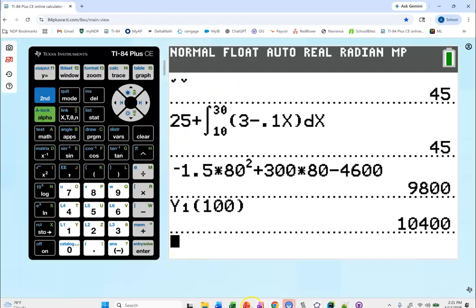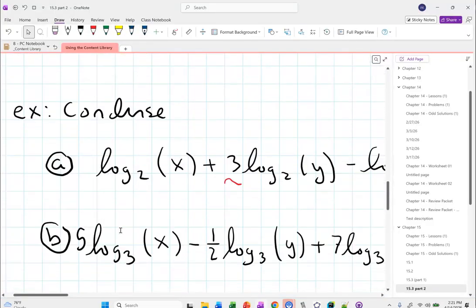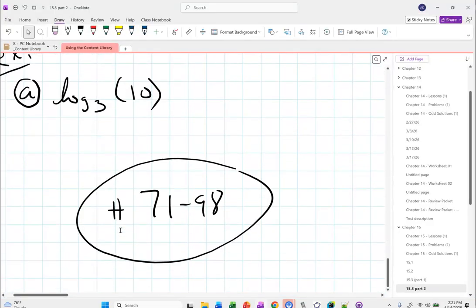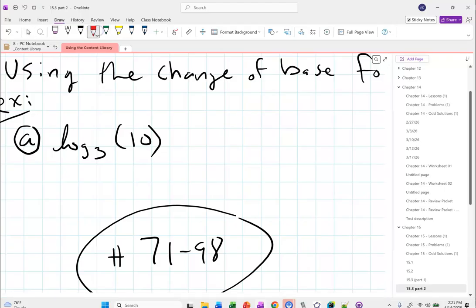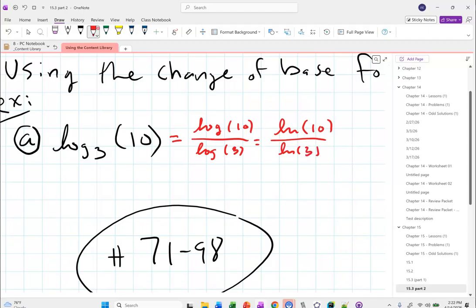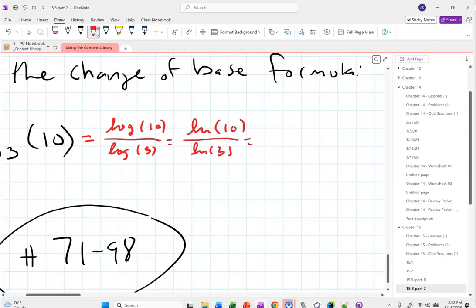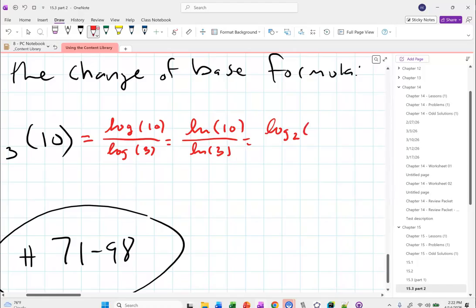So if I wanted to do, for example, log base 3 of 10, I can rewrite this as log 10 over log 3, or I could write it as ln 10 over ln 3, or if I was feeling real crazy, I could do something silly like log base 2 of 10 over log base 2 of 3. All of these are going to give me the same answer.